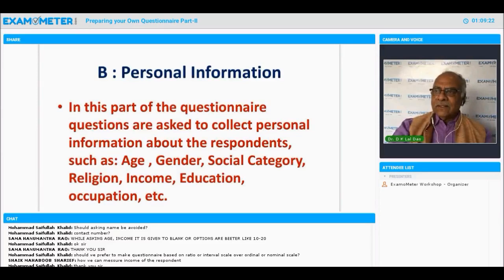I think the demographic section should be replaced by a copy of the Aadhaar card. That should answer all the questions.